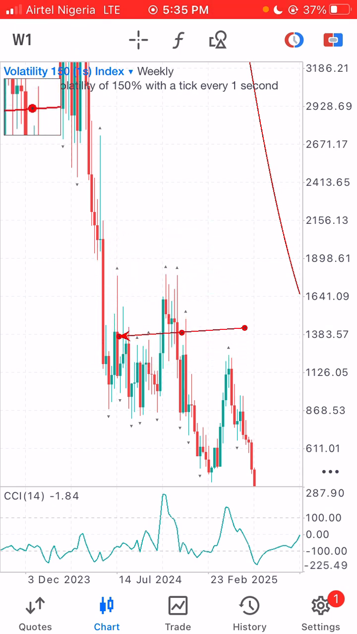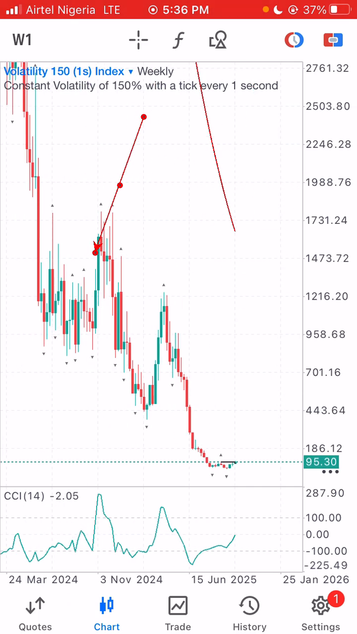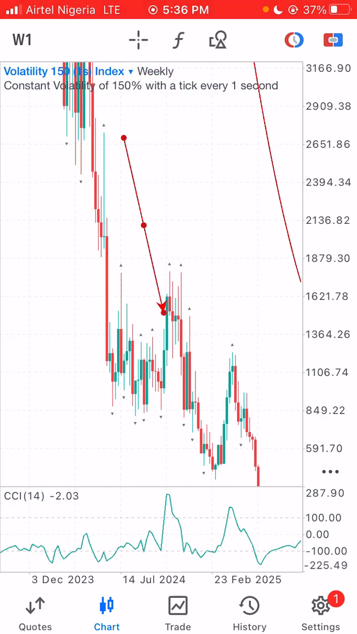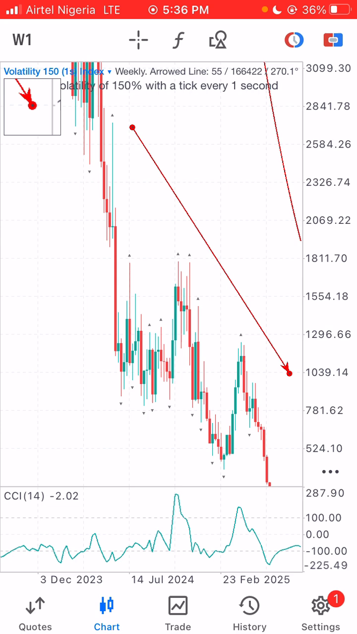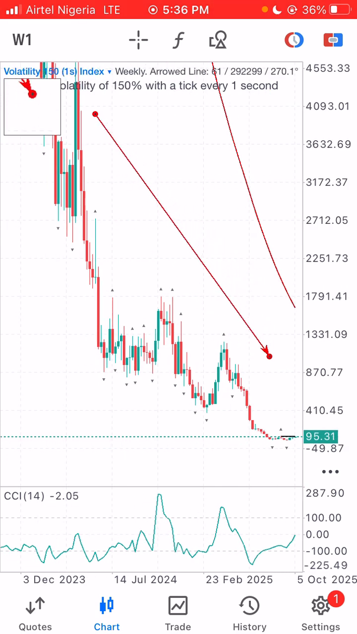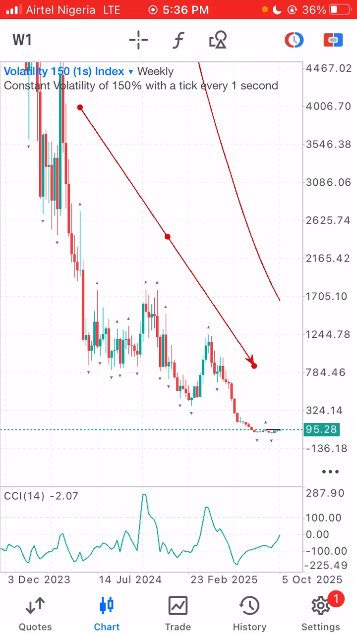And the green ones going up are bullish candles. The greens are called the bulls, while the reds are called the bears. So now this is a sell market because it's been coming down all the way, from the top to the bottom. So we call this a sell market.